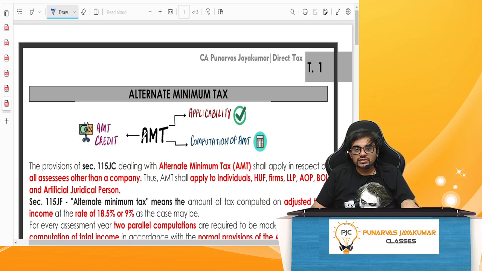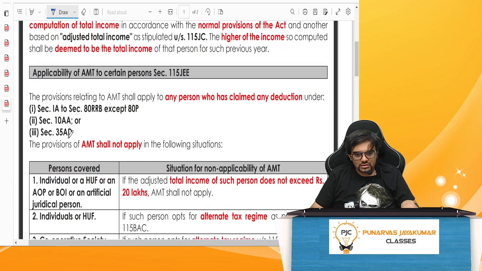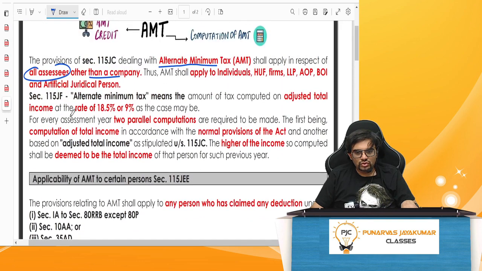Anyway, guys, come on. So, AMT credit, what is it? Provisions of section 115JC dealing with alternate minimum tax shall apply in respect of all assessees other than company. So AMT shall apply to individuals, firms, LLP, BOI, all these things.